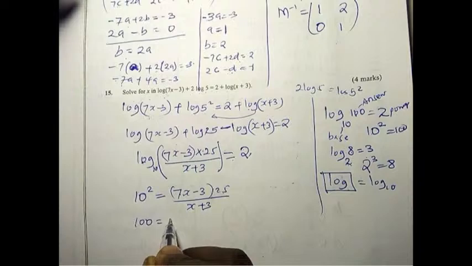Like terms together, this x comes here. So we are going to have 75x is equal to 375. So x is equal to 5.